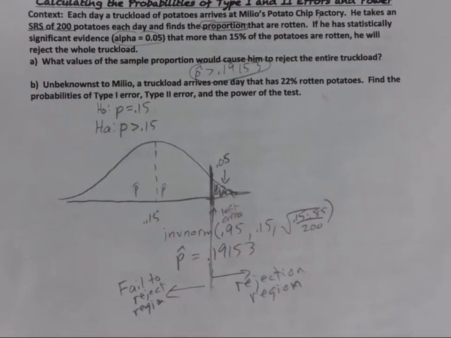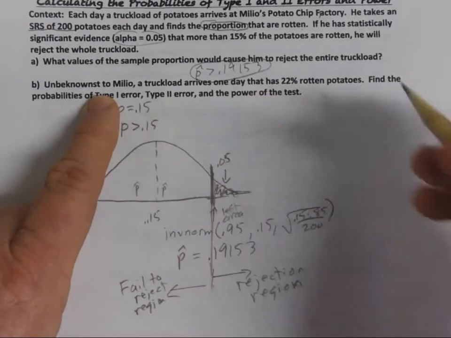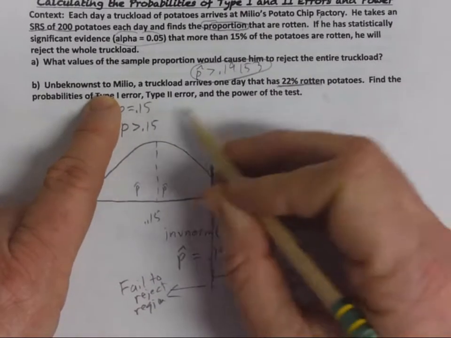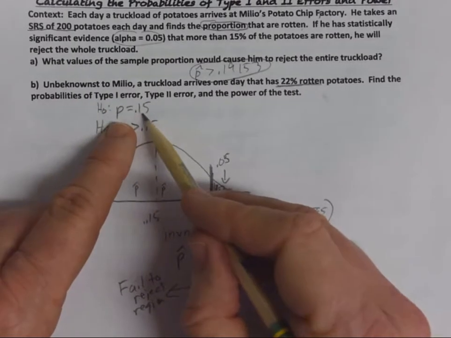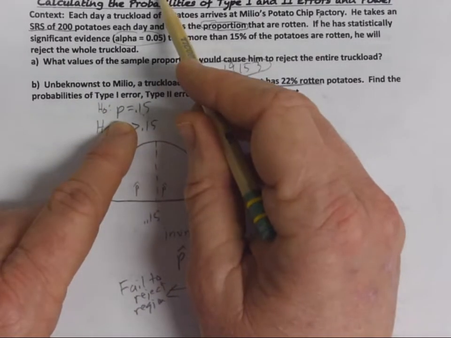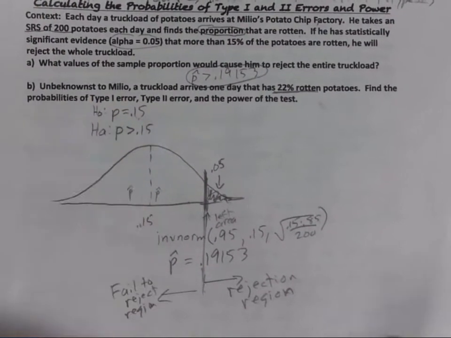All right, here we go. Unbeknownst to Emilio, a truckload arrives that has 22% rotten potatoes. So unbeknownst to him, we have a false null hypothesis, meaning we have a potential type 2 error situation. Find the probabilities of type 1 error.